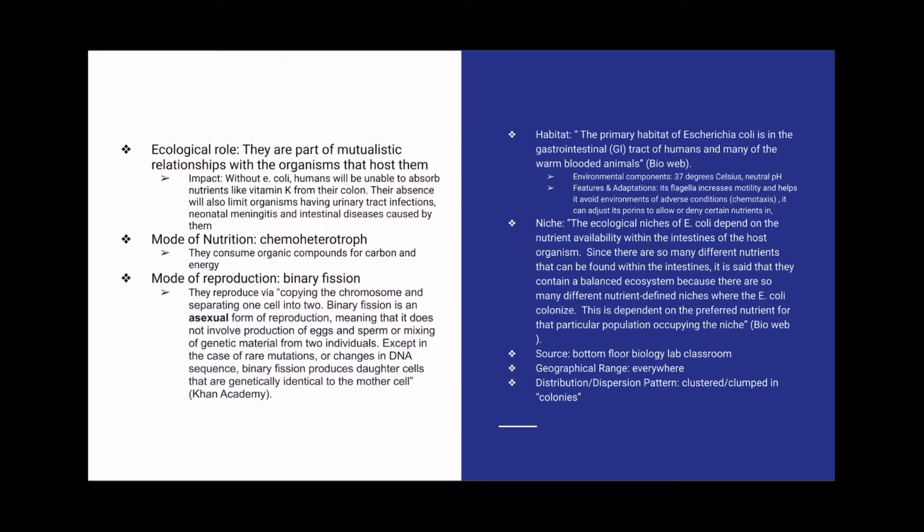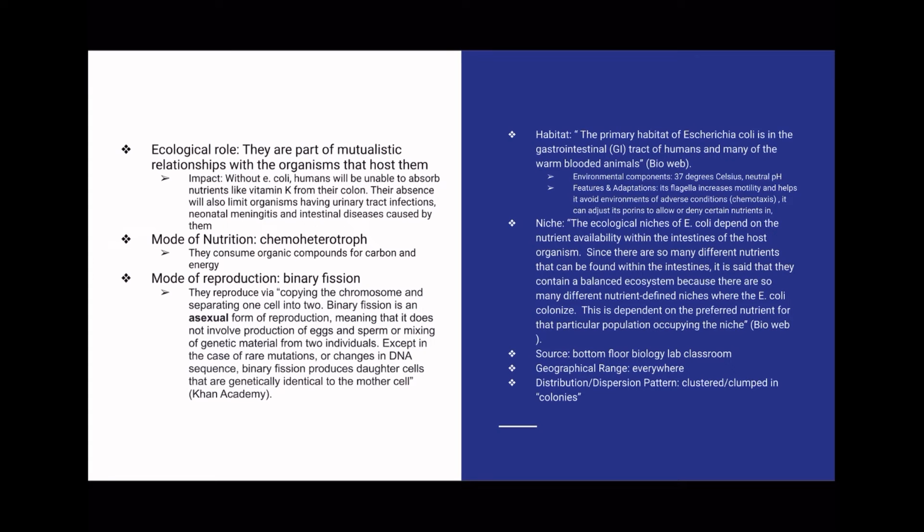The primary habitat of E. coli is the GI tract of humans and many other warm-blooded animals. Its ideal environmental conditions include 37 degrees Celsius and neutral pH. It is adapted with a flagellum, which is a tail that increases its motility and helps it avoid environments of adverse conditions, which is called chemotaxis. And it can also adjust its porins to allow or deny certain nutrients in.